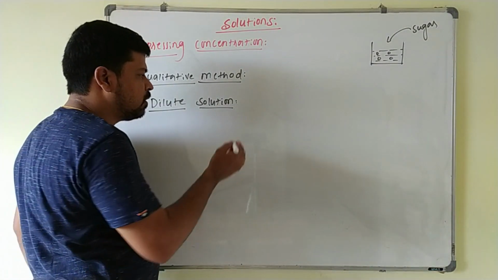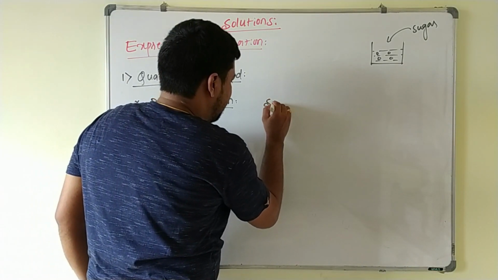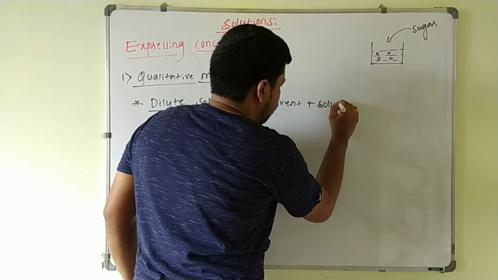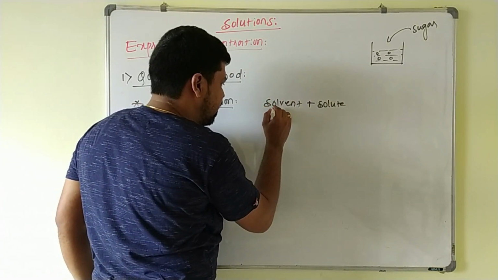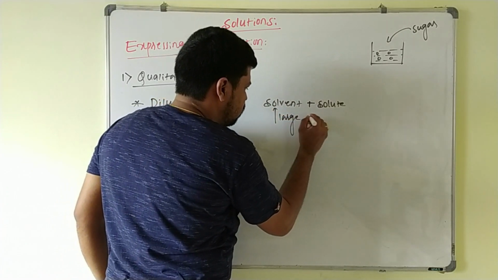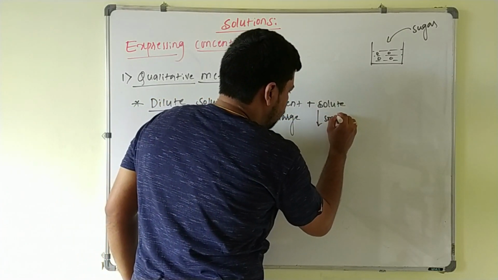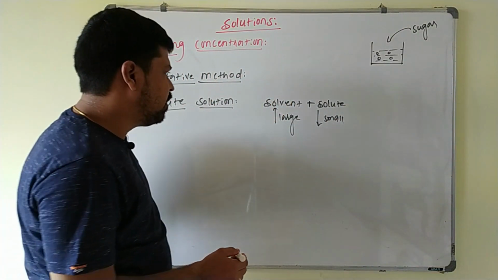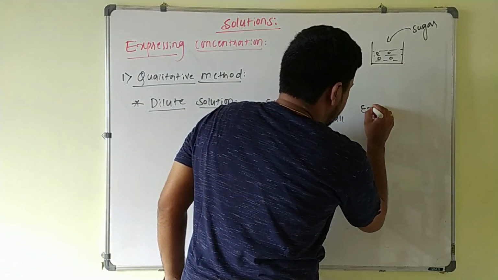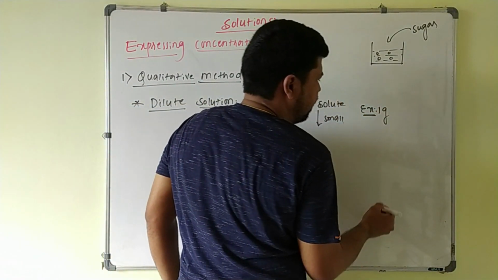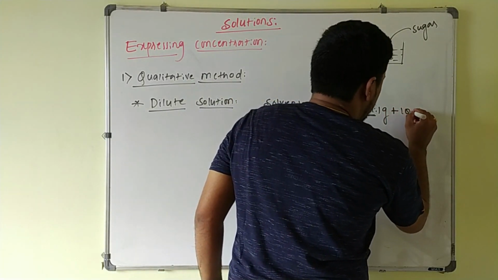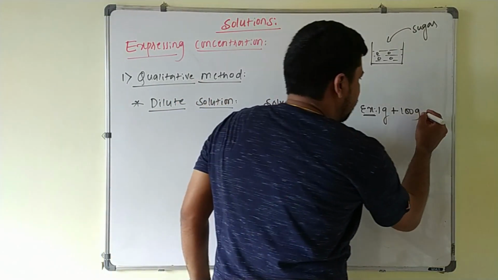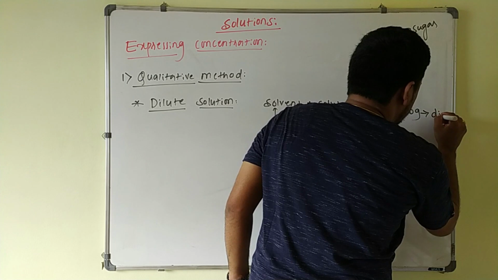Such solutions are called what? Dilute solutions. For example, if I take a solvent plus solute, solvent is present in a large quantity, and solute is present in a very, very small quantity. Such solutions are called dilute solutions. For example, if 1 gram of solute is present in 100 gram of solvent, I will call this solution a dilute solution.